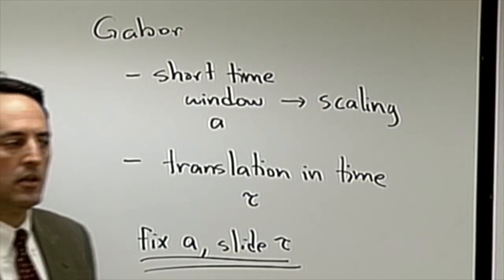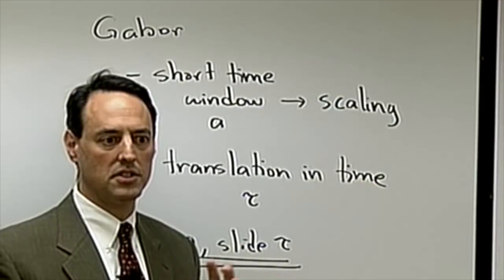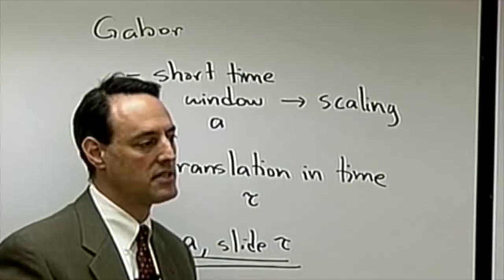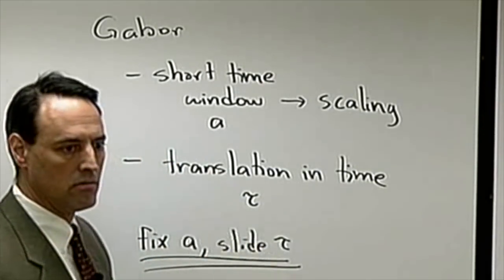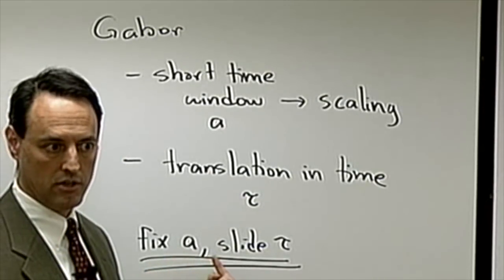But we don't have to do that. And it's actually not that hard to see that what I could do is, instead of doing this, I'll slide tau, and why don't I also slide A around? I can do that, right?